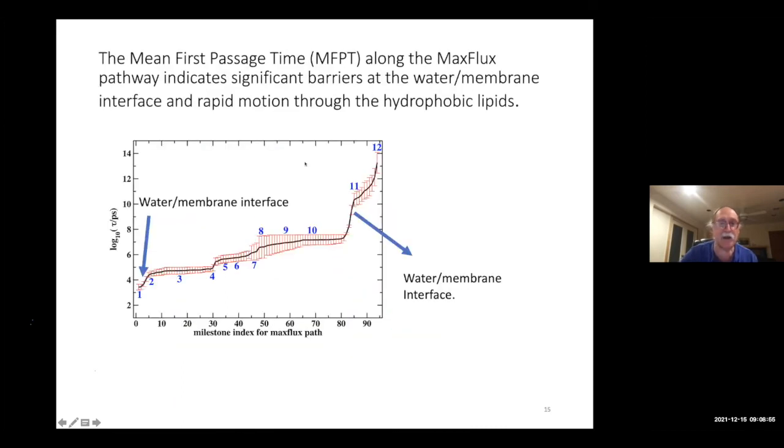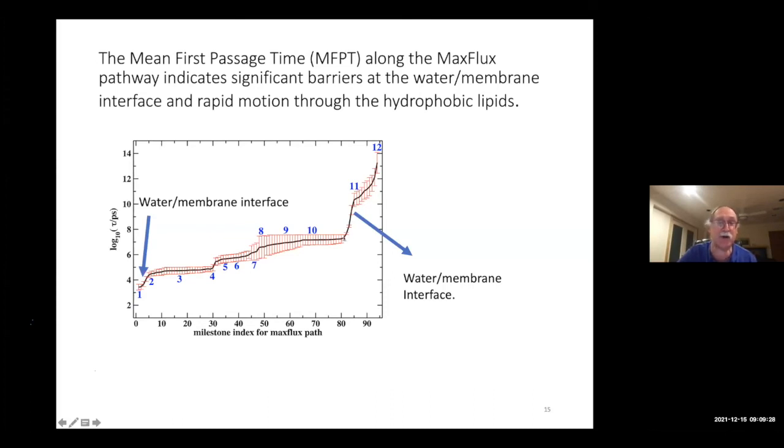So we can also look at the mean first passage time, which is another thing that we can compute within the milestoning theory. What I want you to appreciate here is that this is a log scale of the mean first passage time. And essentially, there's a very sharp increase in the time required to move from the last piece of the reaction. This is moving along the one-line max flux pathway. We calculated the MFPT at every particular point.